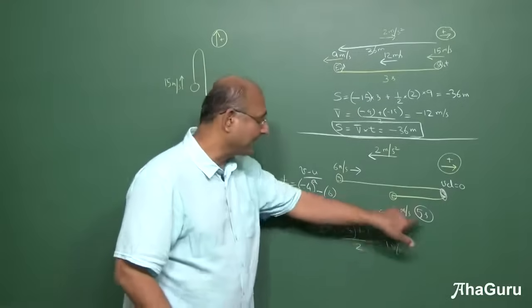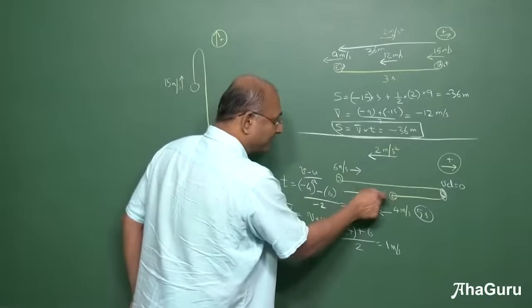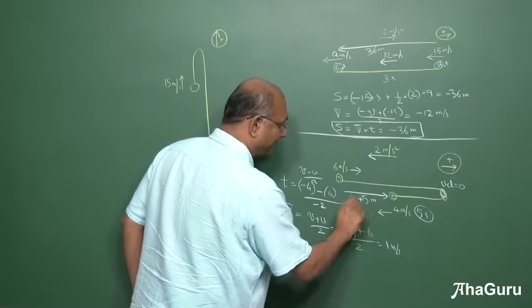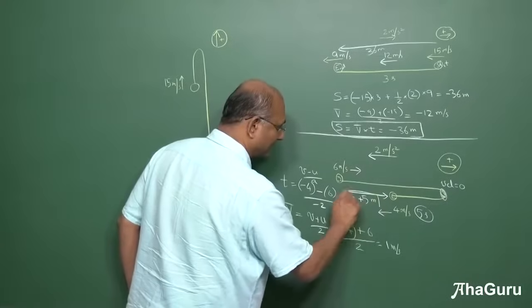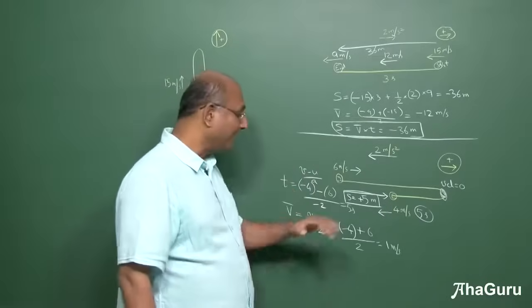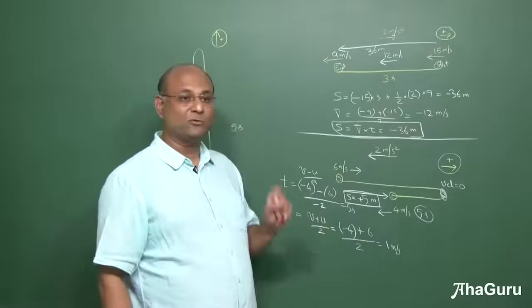So 1 meter per second into 5 seconds, 5 meters. The displacement from start to end, 5 meters plus 5 meters. Can you see it is in this direction? I did not use that other formula, ut plus half at square. I used average velocity into time.